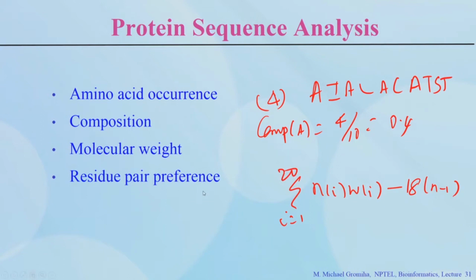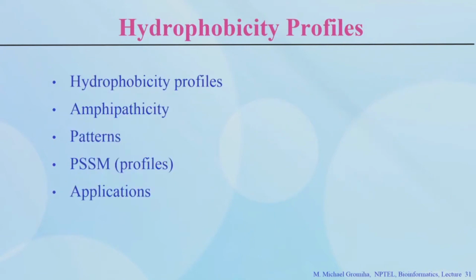Then you can get the residue pair preference, how for each 2 residues, dipeptides, they come close to each other. For example, here A is with L, this A is with T, these A is with C and so on. You can get the residue pair preference.